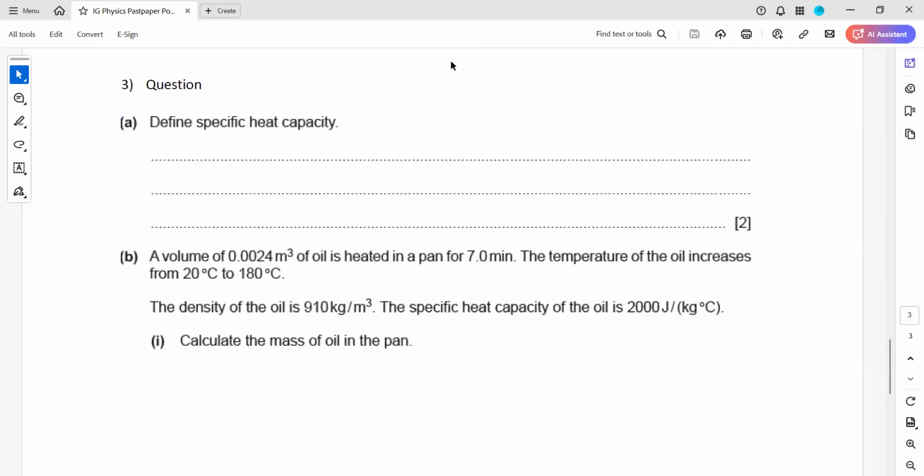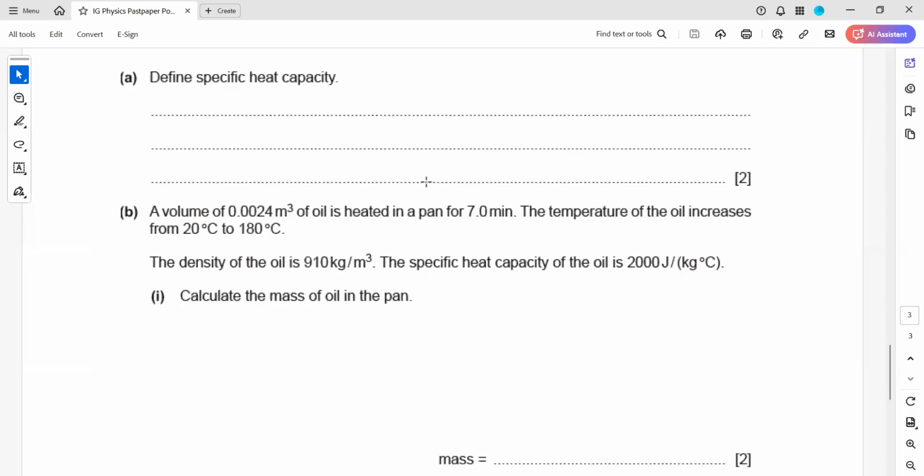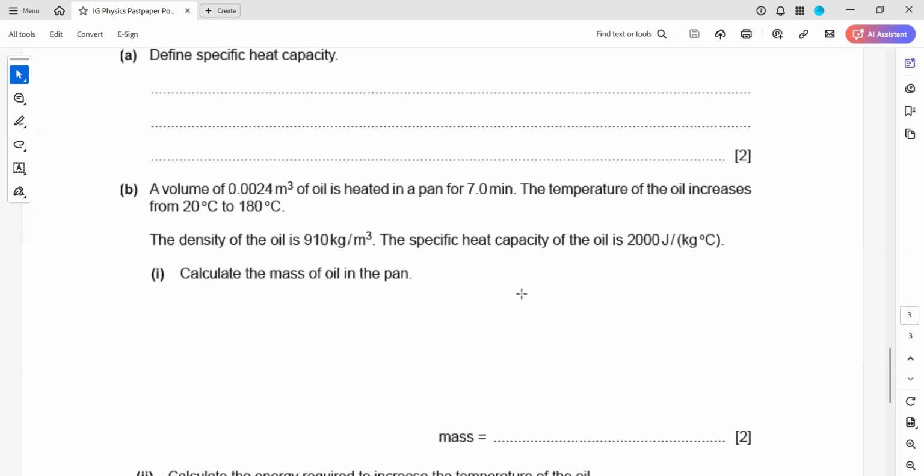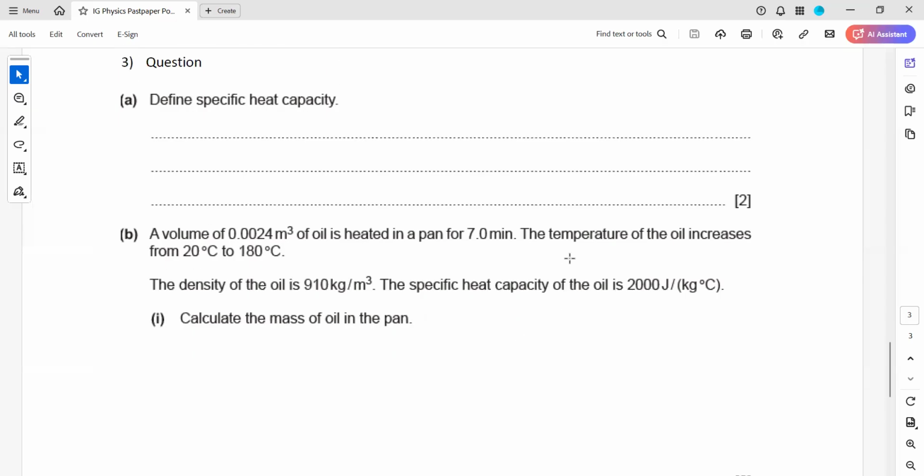Define specific heat capacity. Specific heat is the energy required to change the temperature of 1 kilogram of a substance by 1 degree centigrade. So you have to learn the definition. The PDF I have already shared has the definitions. Learn all the definitions.